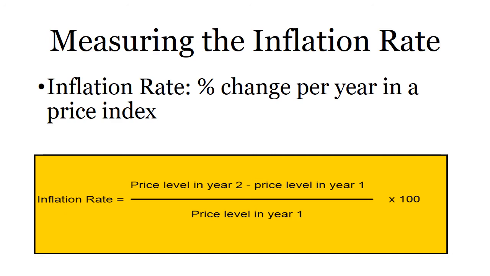So the price level in year 2 minus the price level in year 1 over the price level in year 1 times 100 will give us the inflation rate. That will be a percentage of how much the prices changed. If the prices went up, this should be a positive number. If the prices went down, this should be a negative number.